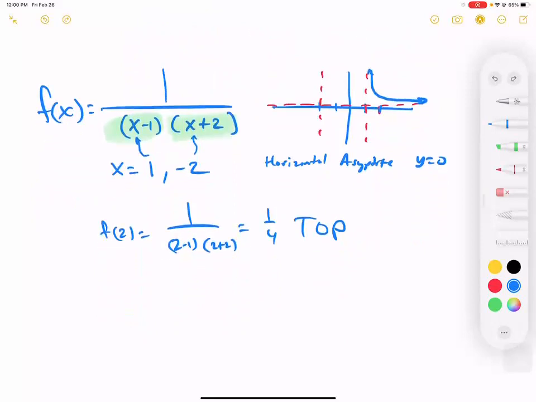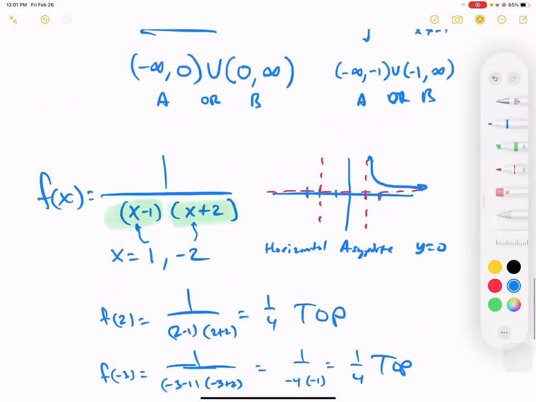Okay, let's pick a number on the left side. That's -3. Fine, let's plug in -3. F of -3 is 1 over (-3 minus 1)(-3 plus 2). Okay, this gives us 1 over -4 times -1. Hey, a negative times a negative is a positive. We're back on top. So on the left-hand side, we're going to be on top here.